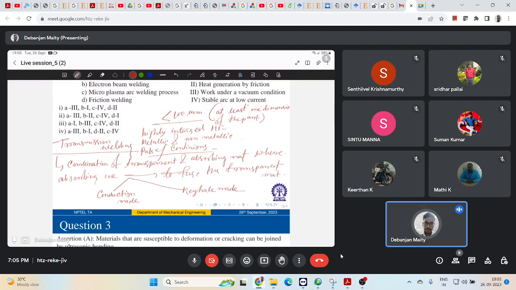But what happens in keyhole mode? Here the power density is very large. That exceeds something around 10 to the 6 watt per centimeter square. So here power density is higher than 10 to the power 6 watt per centimeter square.